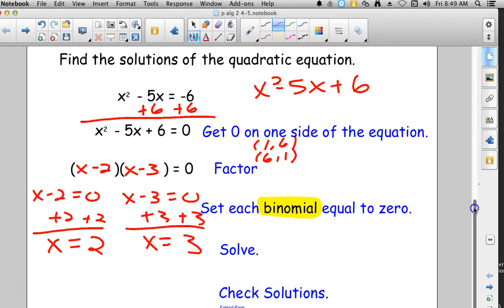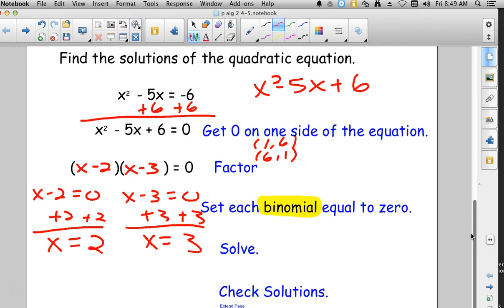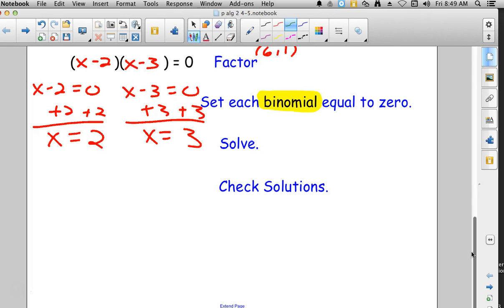So we've got x equals 2 and x equals 3, and we're wondering, did we do this right? Because this is a test, we want the points. Well, remember, they have to work in the original. So we can plug those back in and make sure that x squared minus 5x really equals negative 6.